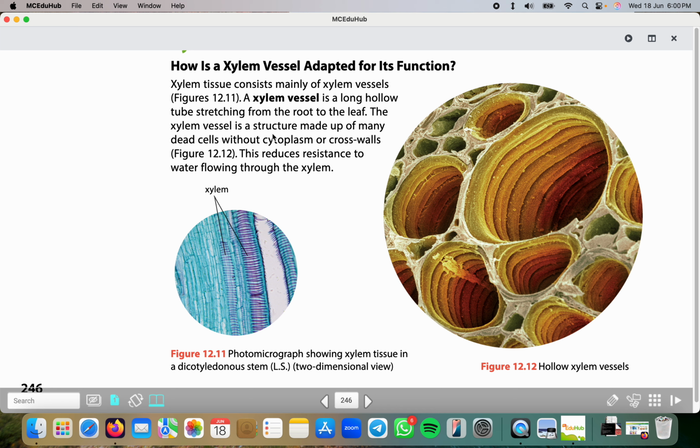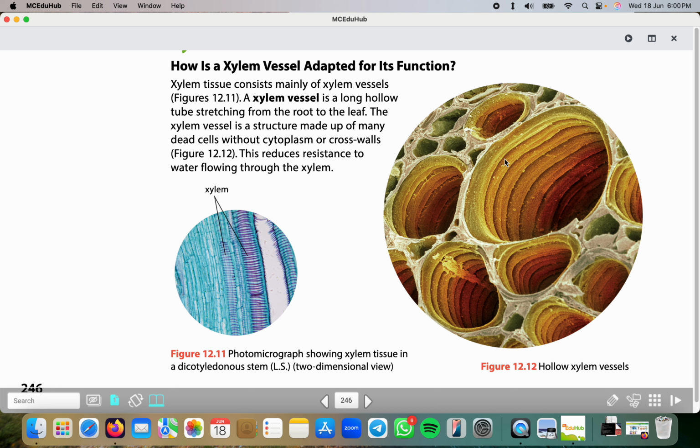But as it matures and becomes the final form from immature xylem, it starts to die. It removes its entire inside, the protoplasm. That is, it has no more nucleus, no more cytoplasm, no more cell membrane. All of it is gone. The only thing that remains is the cell wall. And it also removes the cross wall.